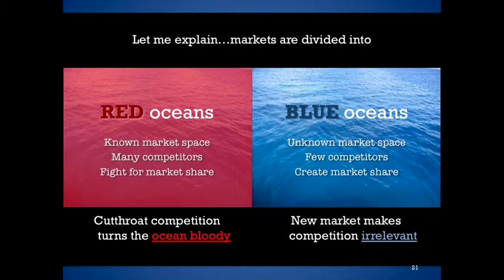Let me explain. Sometimes markets are divided into these two types, red oceans and blue oceans. Red oceans focus on the current market, with many competitors, and they are all fighting for the market share. And blue oceans are like a new market, with unknown market space and few competitors. They just start to create a market share.